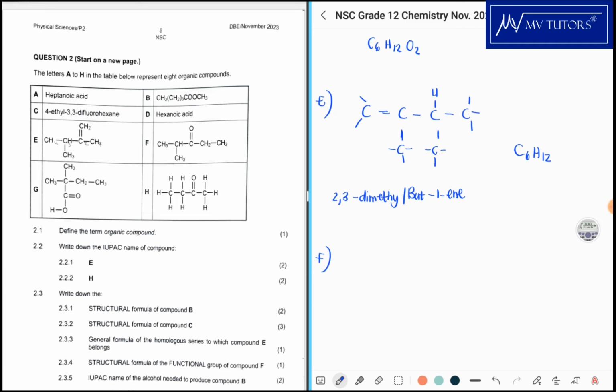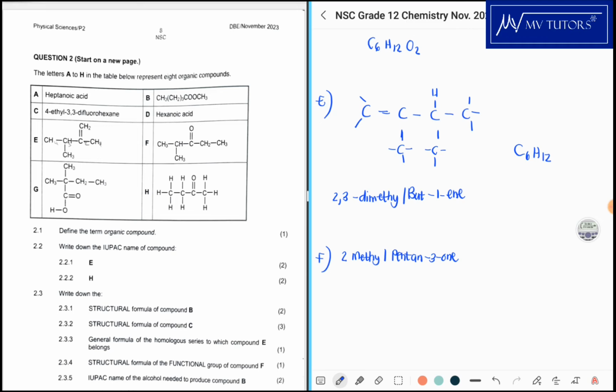So how many carbons in the longest chain? 1, 2, 3, 4, 5. So it's actually pent. And on the third carbon, we have our double bond to oxygen. So pentanone, yes. Pentan-3-one. Okay, but that's not the only thing that's happening. On the second carbon, we have a methyl group. So 2-methylpentan-3-one.